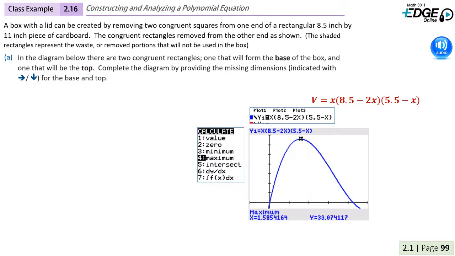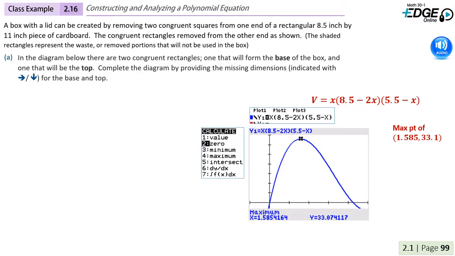We'll calculate the coordinates of the local maximum that happens and find that at an x coordinate of 1.59, we generate a height of 33.1. We'll also determine that we have x-intercepts at 0 and 4.25.